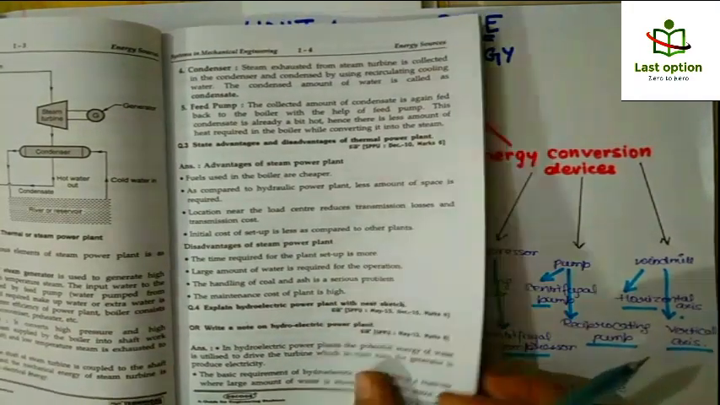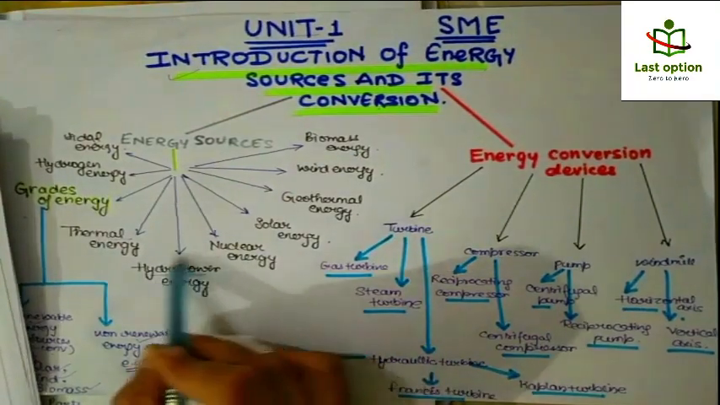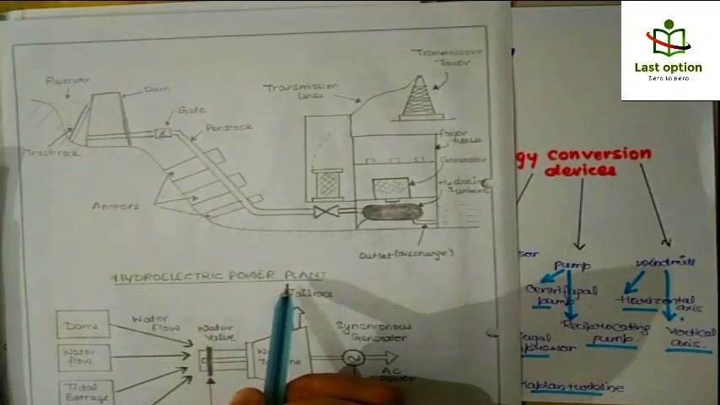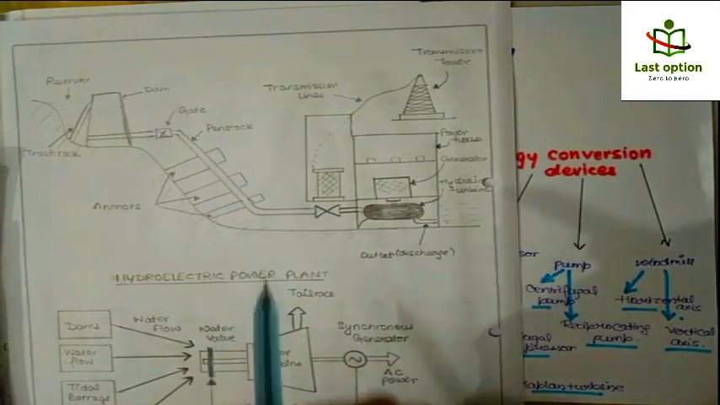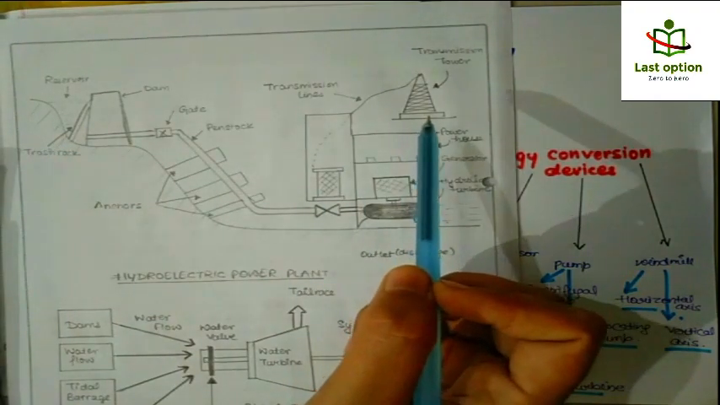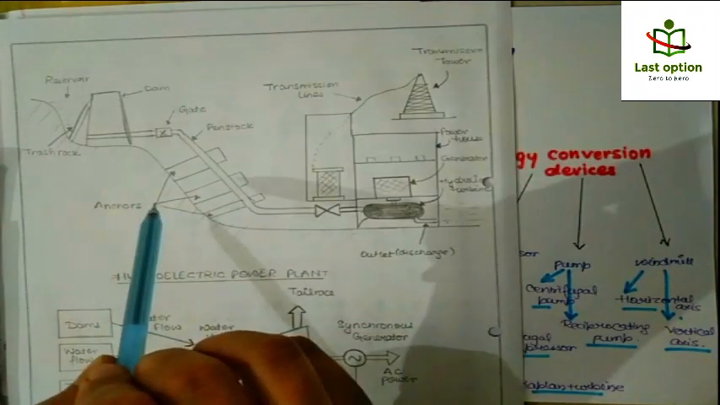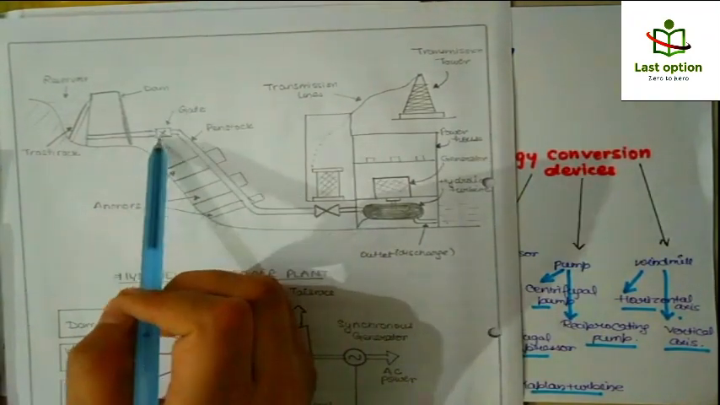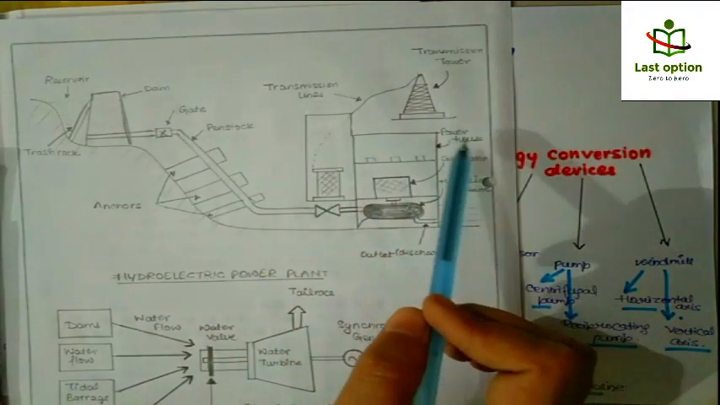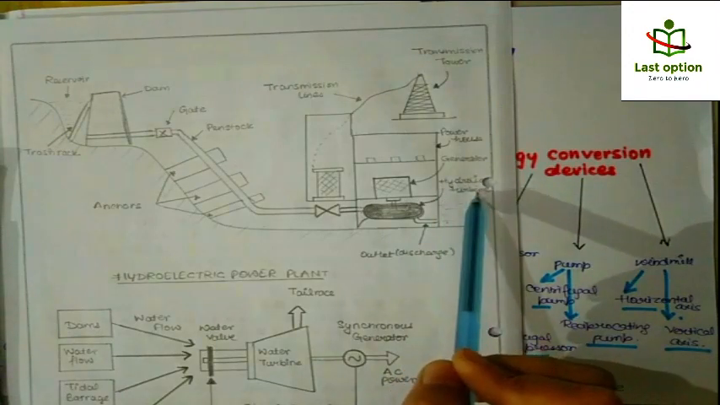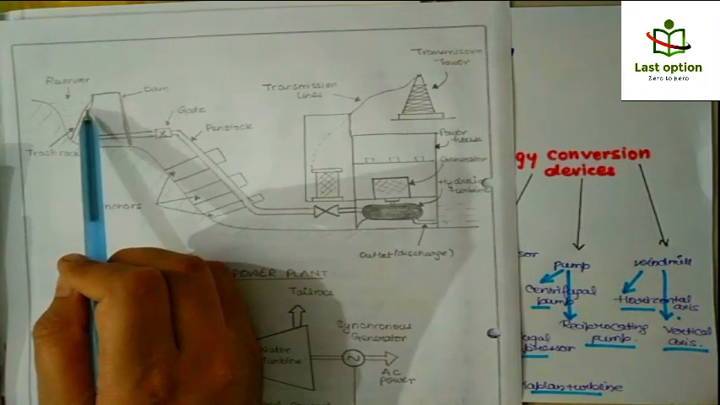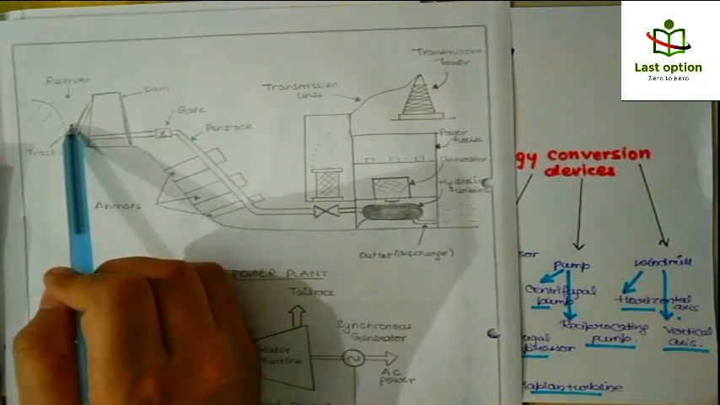Okay, so let's move towards the next topic, which is our hydropower energy. So this is a diagram of a hydropower plant in which the potential energy of the water is converted to electricity. So how is it converted? So this is all the setup. You can see here, this is a reservoir, dam, gate, penstock, anchors, outlet, transmission lines, transmission tower, powerhouse, generator, hydraulic turbine. Okay, so this is a reservoir and it is used to store a large amount of water during the rainy season, and it supplies the water as required.